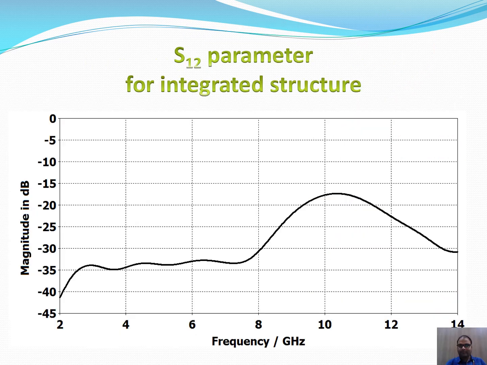Then after that, the isolation. That means if you are using two antennas, they must be isolated. According to IEEE, the isolation must be below minus 20 dB. So here it is near about minus 18, 19 dB at this point only, and at all other places you can see it is below minus 20 dB. This is maybe due to some mutual coupling between the narrowband and the wideband antenna.